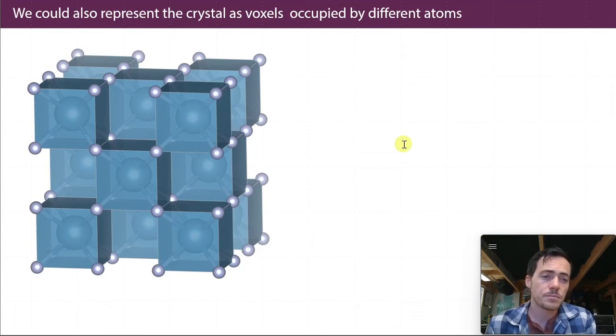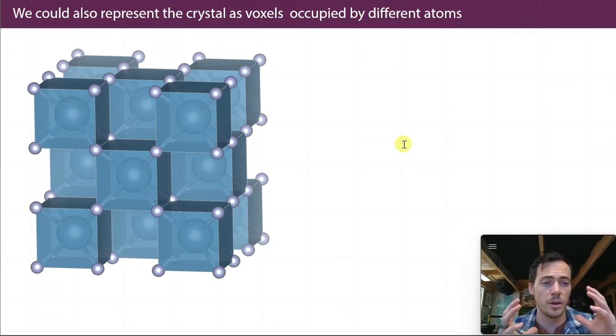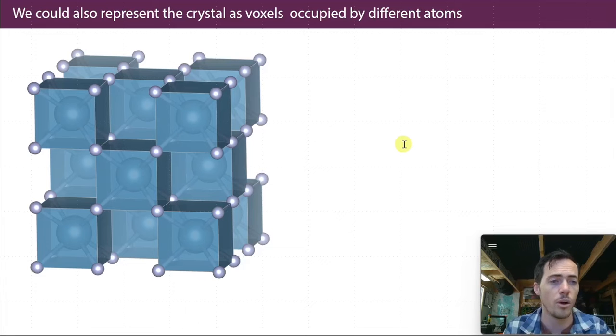But there are other ways. Another way to do it would be to think about the whole entire crystal structure as a three-dimensional object and to break it up into voxels. Just like a pixel is a little point in a two-dimensional image, a voxel is a sort of point in a three-dimensional object, right? It has some small volume, right?